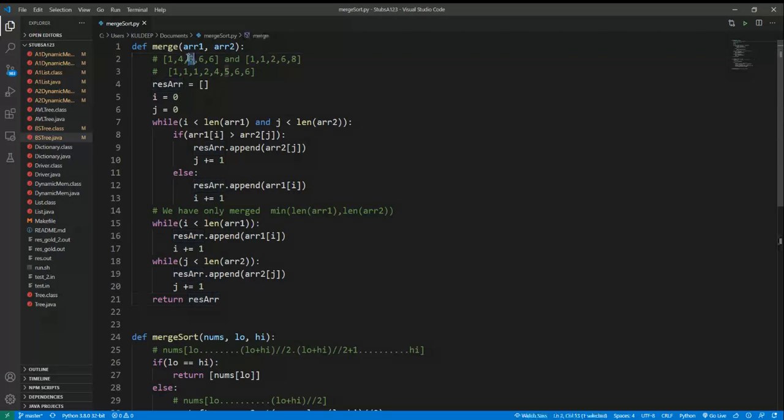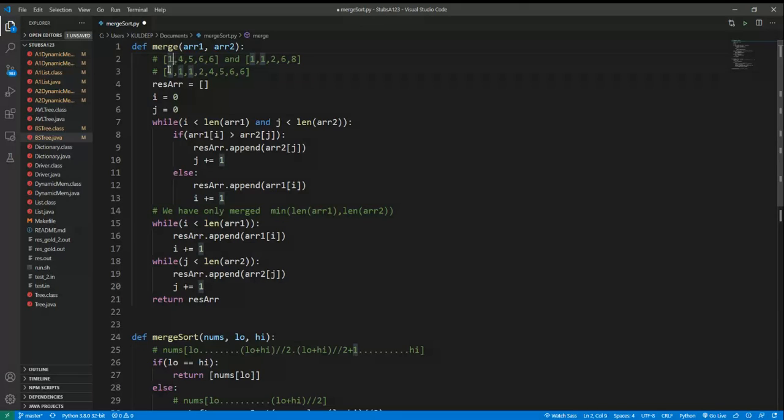Merge takes two sorted arrays and then it outputs a merged version of the array such that the result is sorted. For example, in this example I have taken 1, 4, 5, 6, 6 and 1, 1, 2, 6, 8, which are both sorted. And my aim is to achieve the merged version of the two arrays such that the result is also sorted. Okay, so it is quite easy. It is quite intuitive actually.